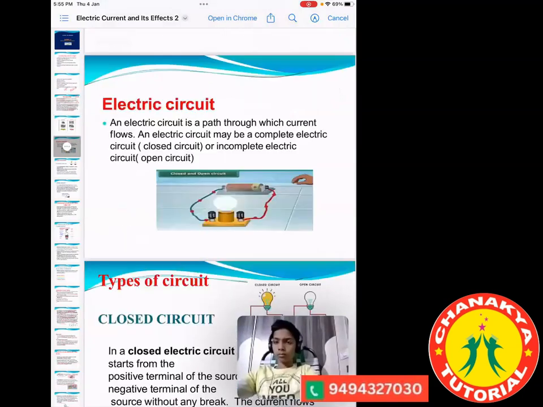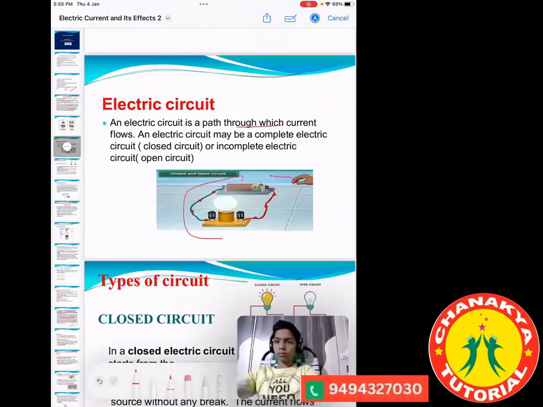Now, an electric circuit is basically a pathway through which the current flows. This is a proper electric circuit. If we want something to light up or a bulb to glow, we have to make sure there is a cell with positive and negative terminals, and wires to connect them. If needed, a switch should also be there so that we can switch on and off. An electric circuit may be a complete or incomplete circuit. So there are two types: a closed circuit or an open circuit.